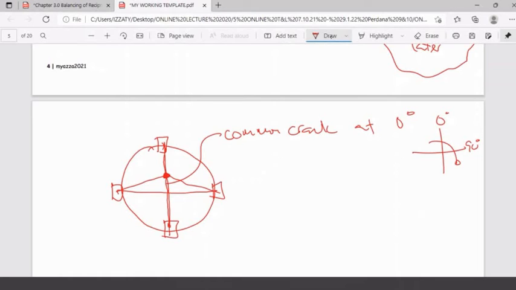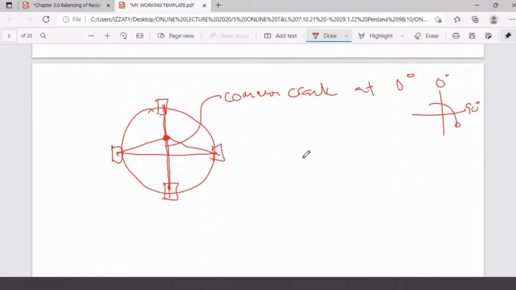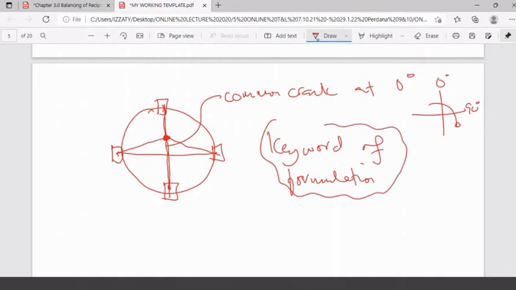Okay. So remember I did mention about just now. What is the keyword just now? Could anyone tell me what is the keyword just now? Keyword of balancing or procedure. Keyword of procedure. Or formulation. Yeah. Keyword of formulation. What is the keyword of formulation just now? Could anyone tell me?